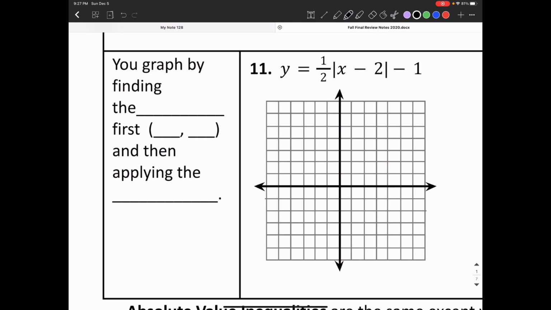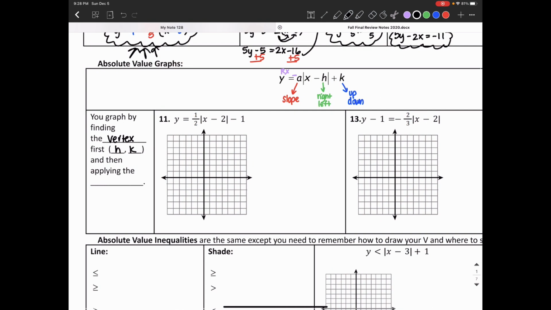You graph absolute value functions by finding the vertex first, which is going to be h comma k, h being the thing that you subtract inside of the absolute value bars, and k being what you add on the outside. And then after you find the vertex, so you find your shift, right and left, up and down, then you apply the slope. And remember that these are v shapes. So absolute value functions are v shapes.